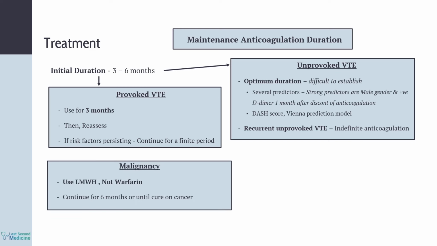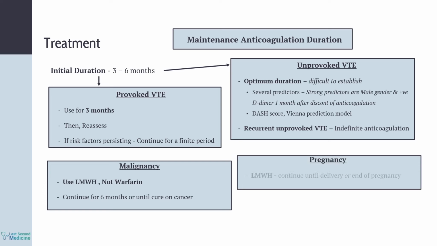In malignancy, continue treatment with low molecular weight heparin for 6 months, or until cure of cancer. In patients with active cancer and VTE, there is evidence that maintenance anticoagulation with low molecular weight heparin instead of warfarin is associated with a lower recurrence rate. In pregnancy, low molecular weight heparin is continued until delivery or end of pregnancy.